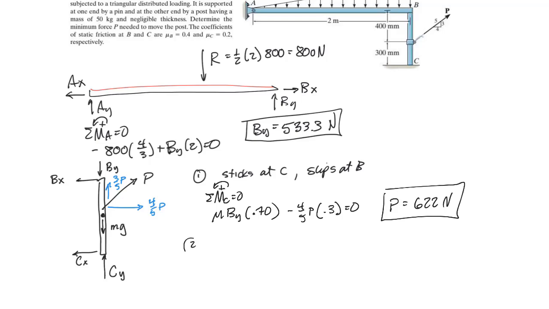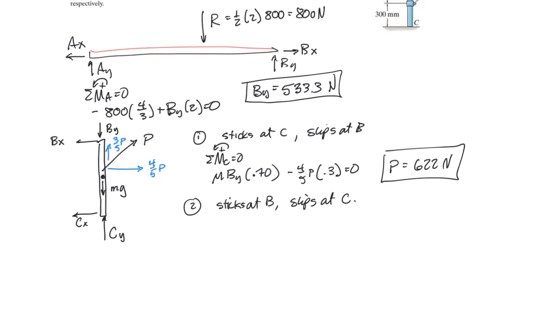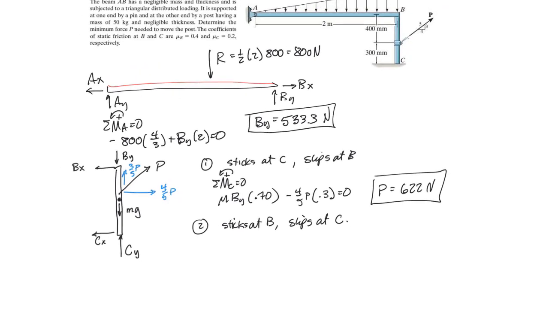Second scenario is that it sticks at B and slips at C. All right, well, let's try a moment equation again and see what we get. So let me move that up just a little bit. Maybe I'll zoom out a little bit. There we go.